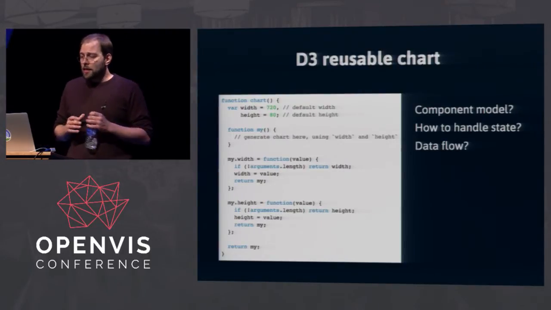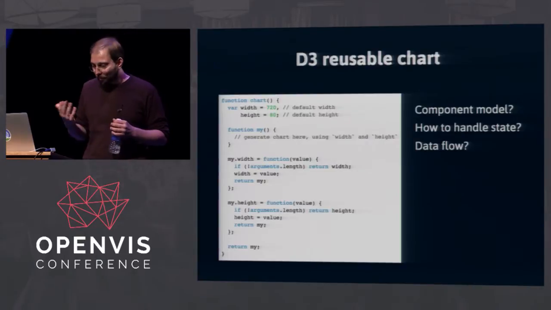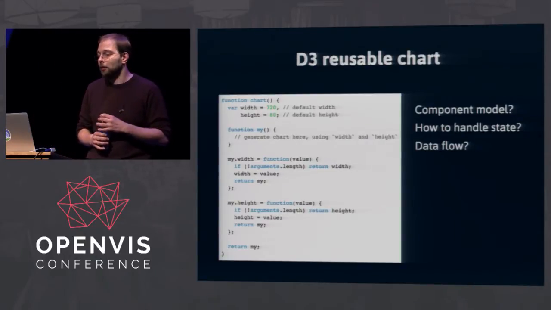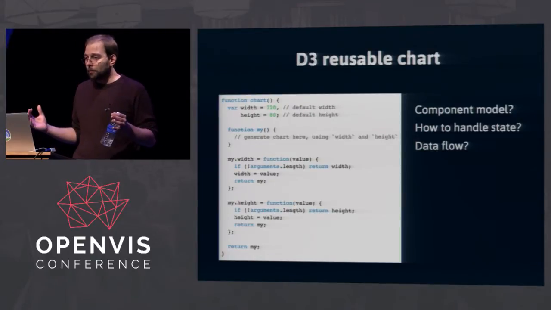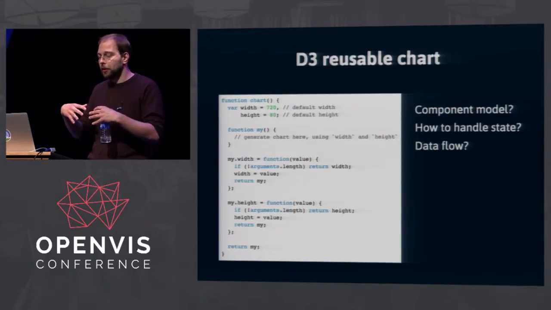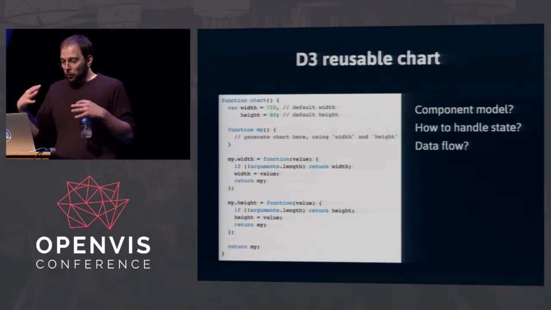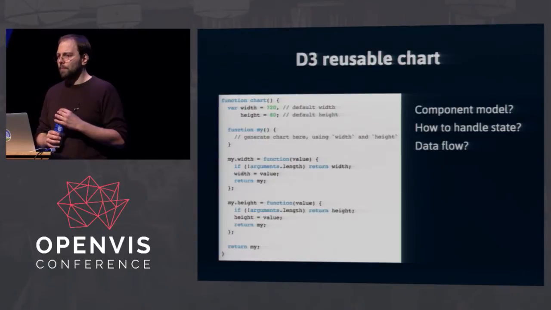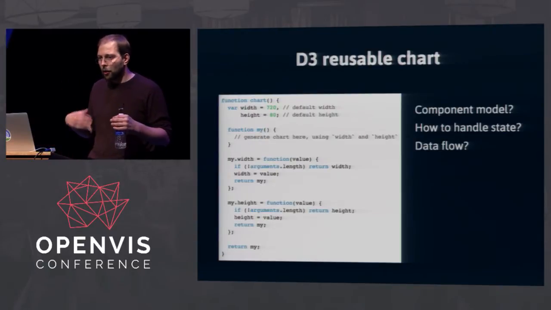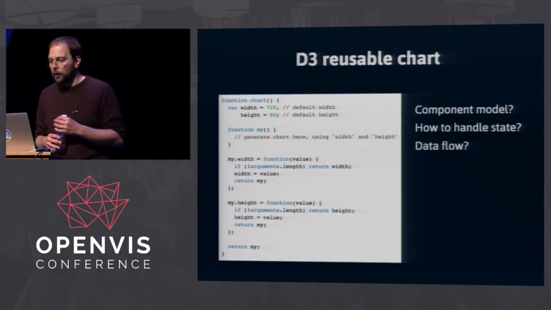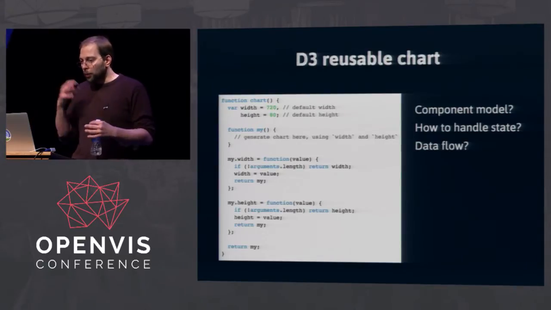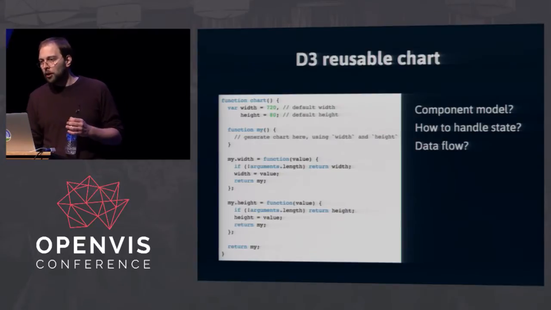So what does D3 have to offer for such larger applications? We have this reusable chart pattern, right? Which is very nice. It can help us to package one specific chart into an encapsulated component and then reuse it in different places. But it doesn't really tell us how to handle the whole application state, how the data flows in the whole application. It doesn't tell us, at least, how to compose components, which is really important to build middle and large scale applications.